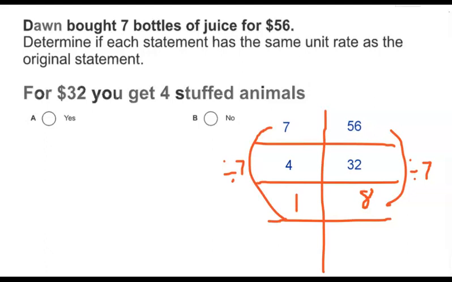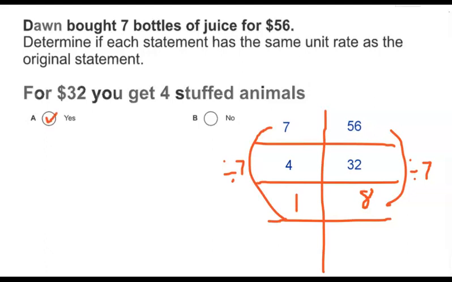So yeah, once we scale it down to the unit rate, we can actually scale it back up and match it. The other thing we could do is 4 divided by 4 is 1. 32 divided by 4 is 8. So no matter how we look at it, once we compare it to the unit rate of 1, it's going to be 1 bottle or 1 stuffed animal, and then the amount of that's going to be $8 for each one of those items. So they are the same. So the answer to that one is yes.